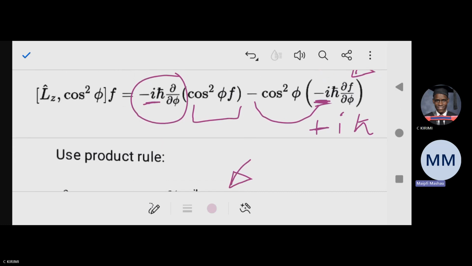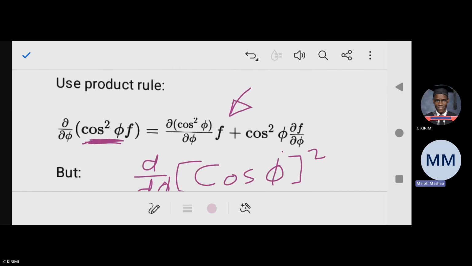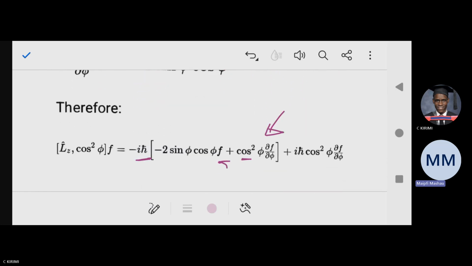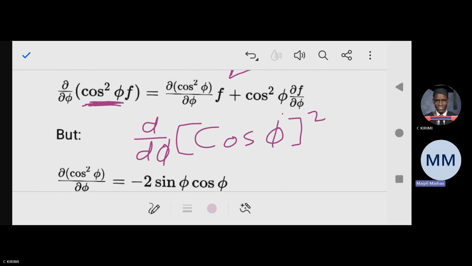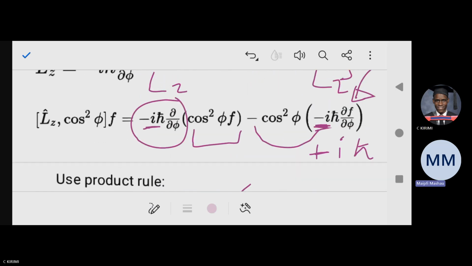Sorry, the negative two, was it not supposed to be positive two since you took the negative outside? For which one? For the downwards, the last one. When we are dealing with the first expression, this one, you took the negative iħ outside.